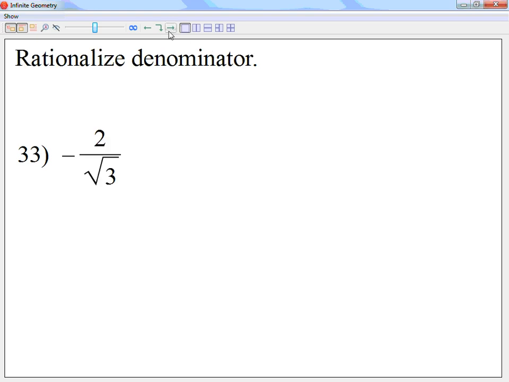Now 33, rationalize denominator. What rationalizing a denominator means is no radicals at the bottom. You can have a radical on top, but no radicals at the bottom. And make sure your radicals and your fractions are as simple as they can be. So to get rid of the radical at the bottom, let me multiply top and bottom by radical 3.